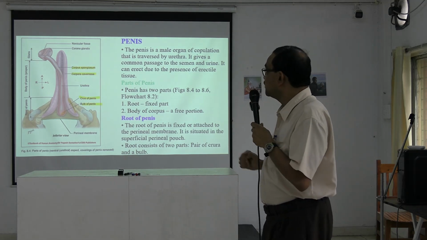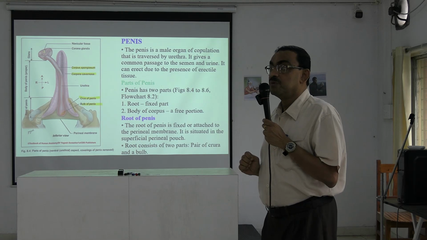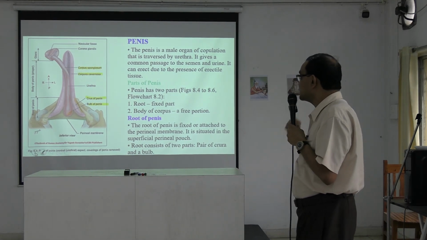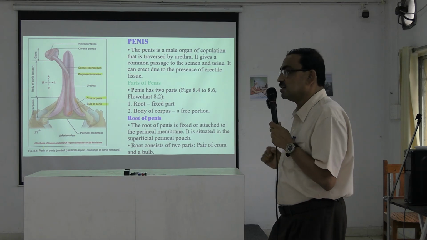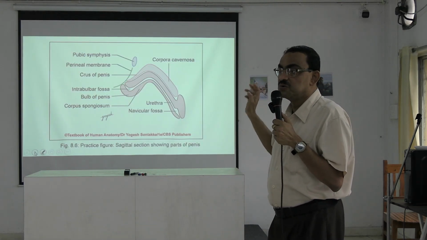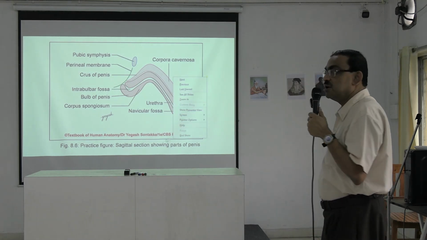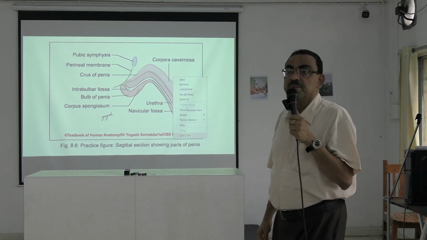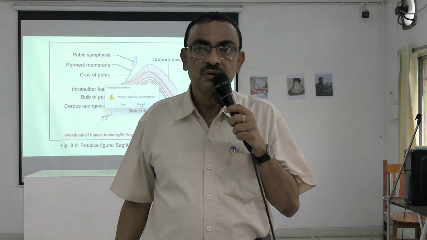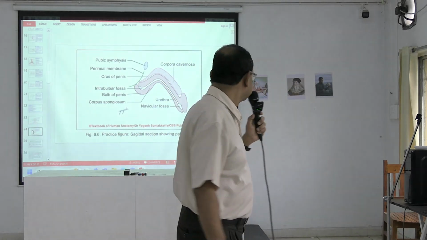Within the corpus spongiosum we get the penile urethra. These three structures form the penis. But I will not go through the penis in detail today. I will just start with the primary sexual gland, that is the testis.